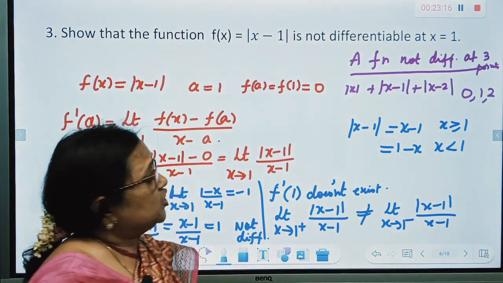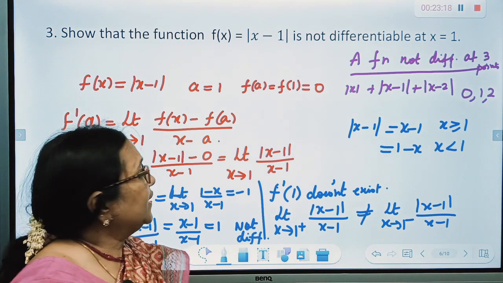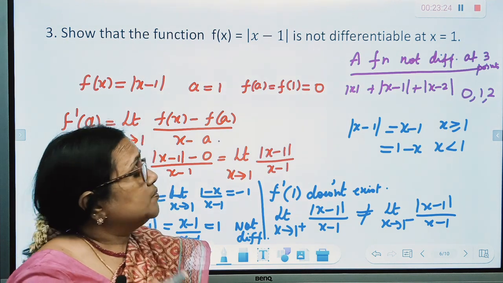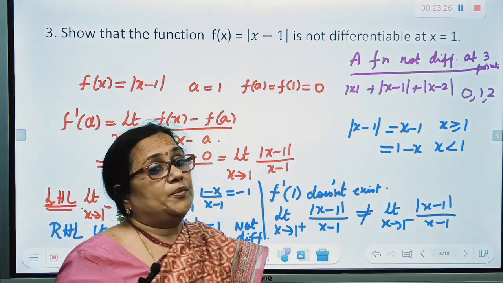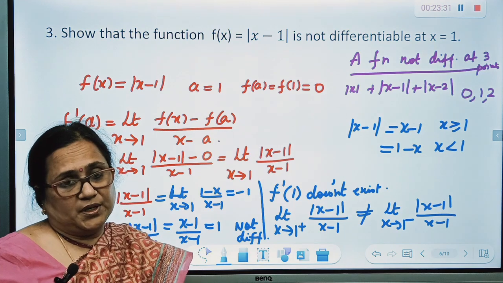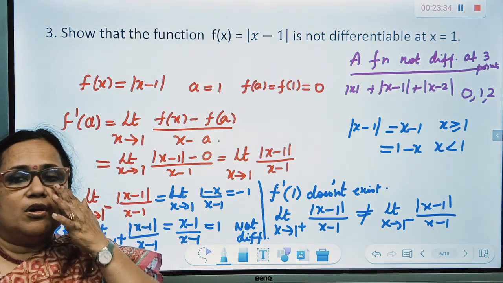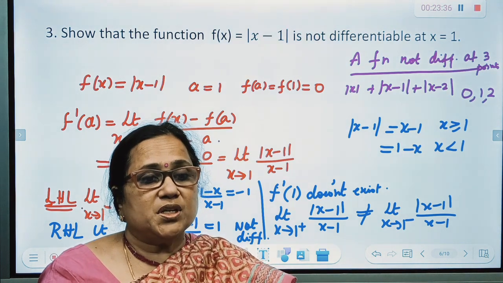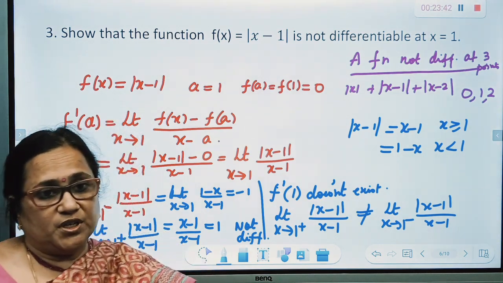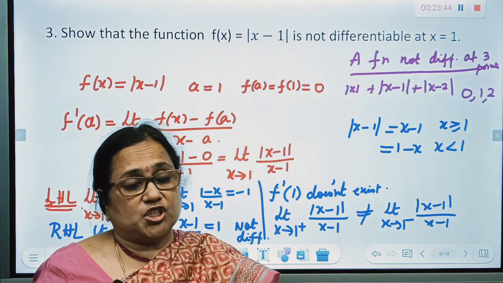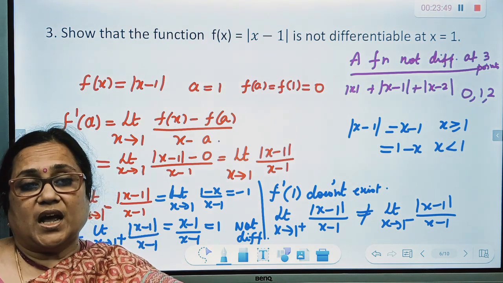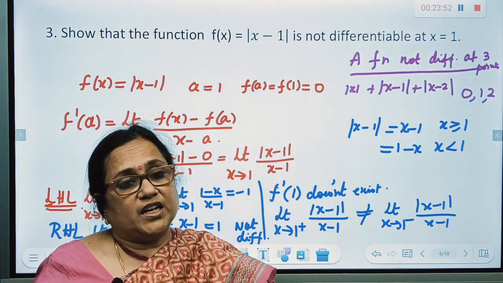If I want a function which is not differentiable at 4 points, I can write mod x plus modulus of x minus 1 plus modulus of x minus 2 plus modulus of x plus 3. Then it will not be differentiable at minus 3. So I want you to get an intuition about differentiability. So today we saw the connection between continuity and differentiability. And I have given you a brief introduction about differentiability and even how to check whether a particular function is differentiable or not, and how to connect your understanding of its graph with the understanding of the theoretical definition.